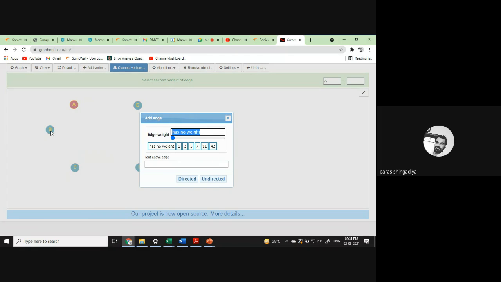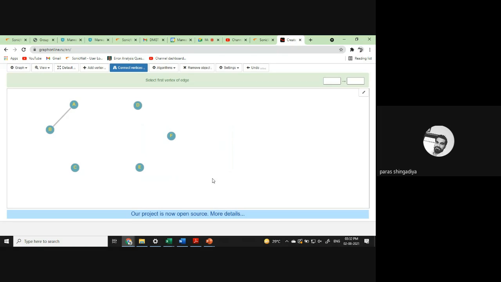Vertex we have placed, now how will you mention the weight? So when we use the connect vertex option, then after clicking any two vertices, first A, connect it, and then we will connect to B, then click on B. So we get this type of option. And there is one option mentioned, weight with and without edge. So here we'll consider this value. If we use has no weight, a simple normal edge will be placed.